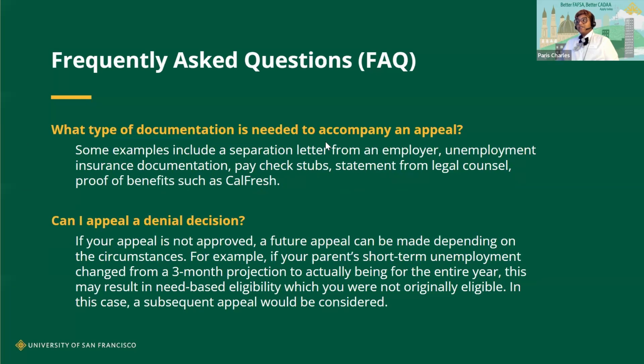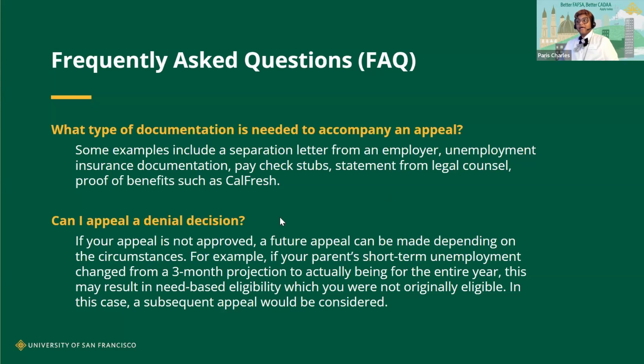What type of documentation is needed to accompany an appeal? So some examples include a separation letter from an employer, unemployment insurance documentation, paycheck stubs, statement from legal counsel, or proof of benefits such as CalFresh.